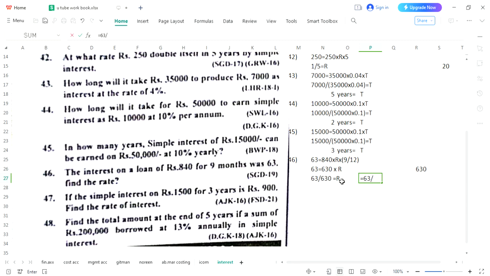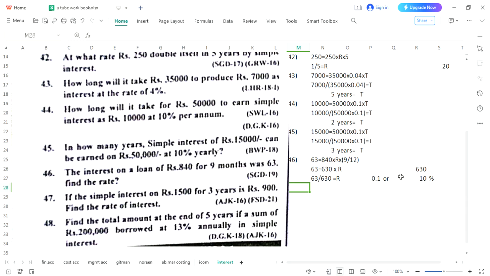63 divided by 630. So we have got 0.1. Whenever you want to calculate rate, it would always be multiplied as a percentage. So here you will write 0.1 multiplied by 100. So it would be 10%. Answer of this question 46 is 10%.